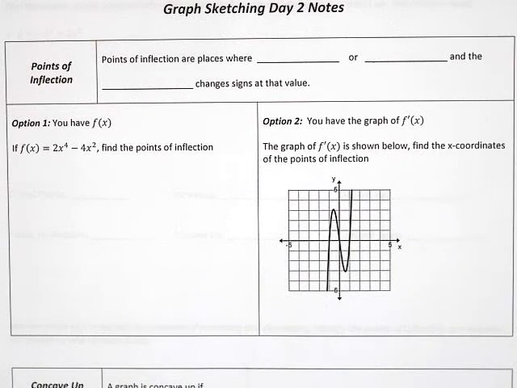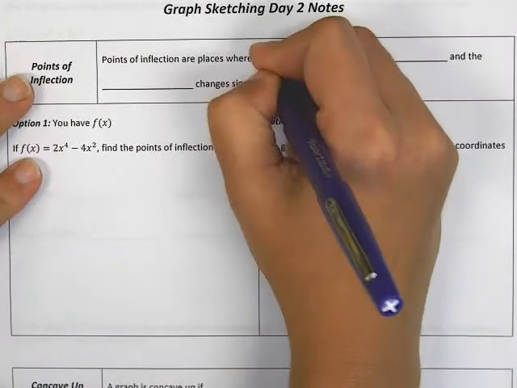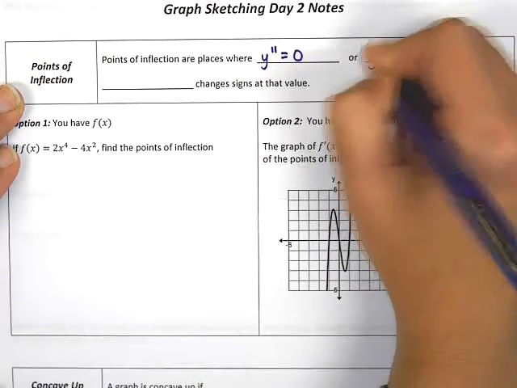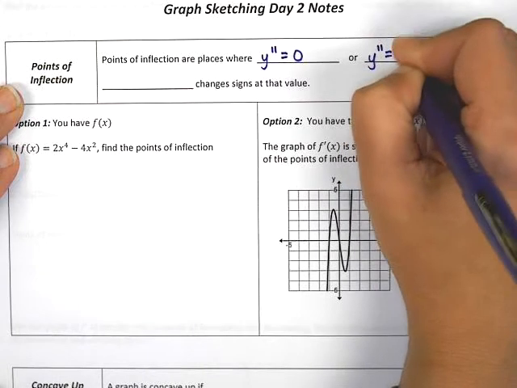Hi everybody! So now that we have learned about some vocabulary words that kind of apply to the first derivative, we're going to start talking about some vocabulary words that apply to the second derivative. So the first new word is point of inflection. Points of inflection are places where the second derivative equals 0 or the second derivative is undefined.